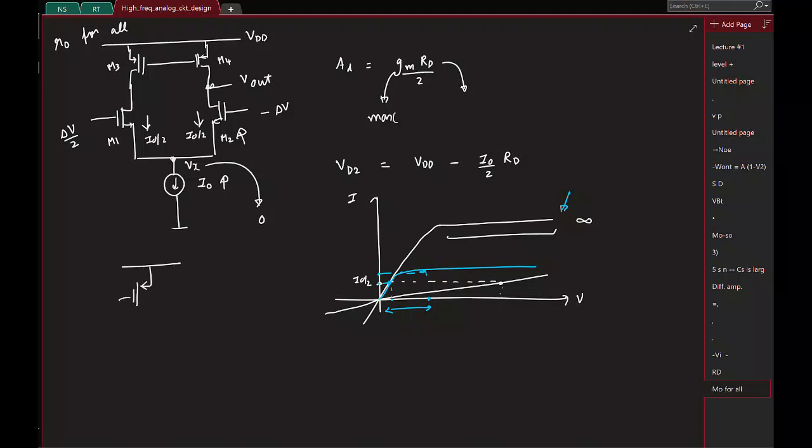So you have M4, M2, and then what happens to the source? It's a differential half circuit. Come on guys, we just saw, right? I'm saying that on one side I'm applying plus delta V by 2, on the other side it's minus delta V by 2. So what will happen to this common source voltage? That will be ground. So here I have minus delta V by 2 and this I call V out. And these are transistors M2 and M4. So what is the gain here?